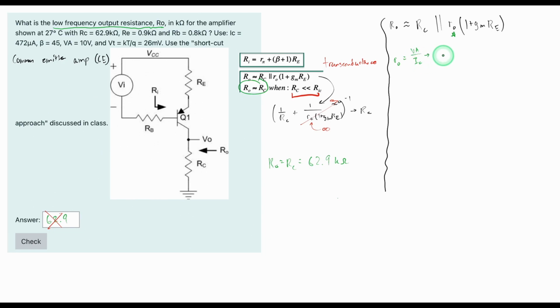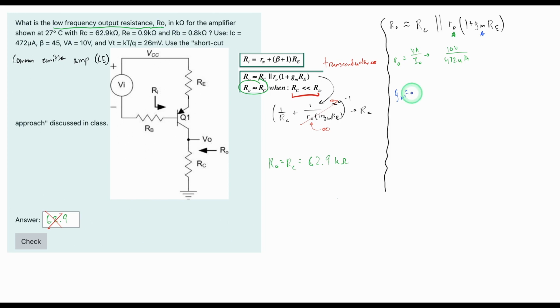And so that's going to give us a value of 10 volts divided by our 472 microamps. And micro is just 10 to the -6. That'll come back in a second. But next, let's look at our GM here.